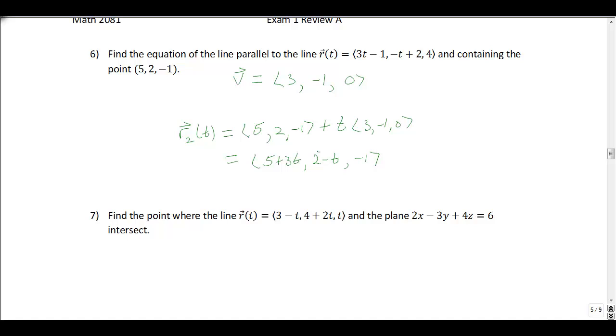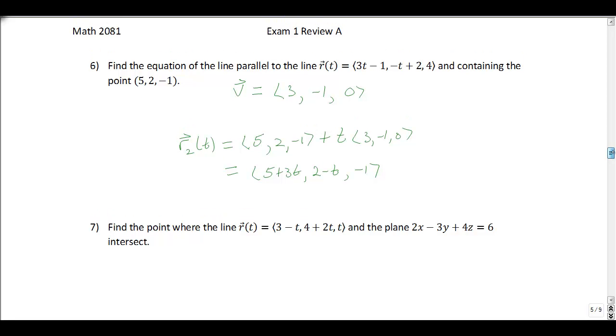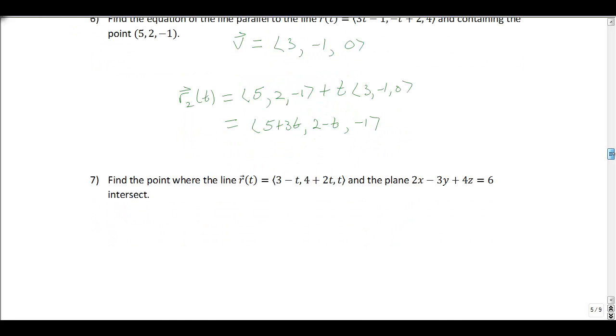Note, really, it's very similar to this. We have the 3t, we have the minus t, we have no t's here. And instead of having negative 1, 2, and 4, we have 5, 2, and the negative 1. So we're just replacing the point effectively in that equation. Very similar to the parallel plane problem, problem number 5.